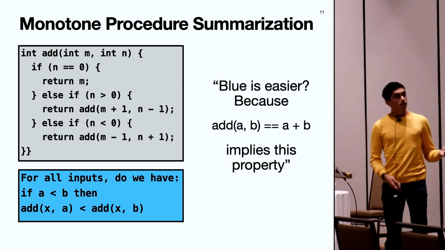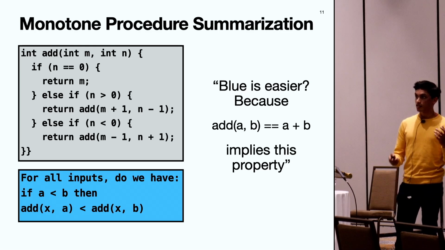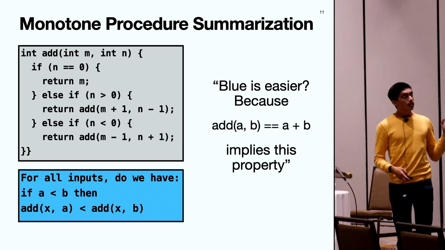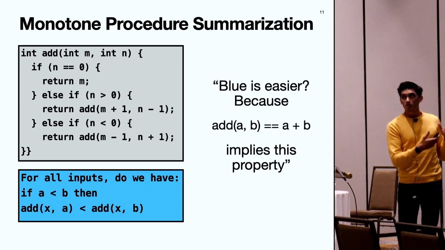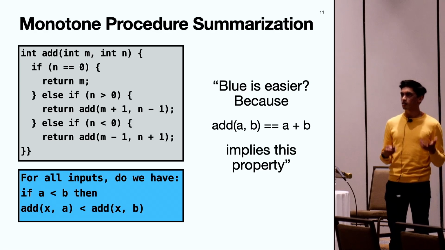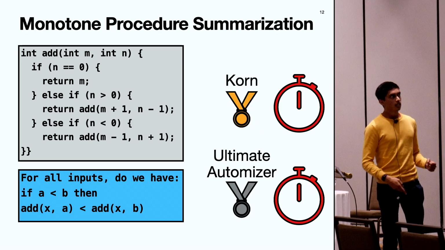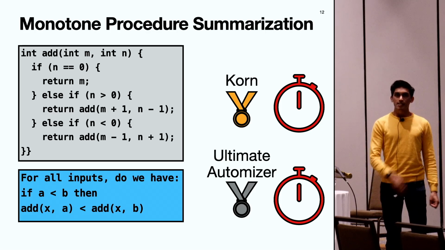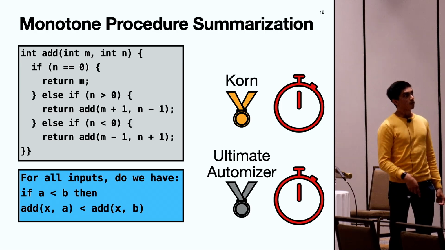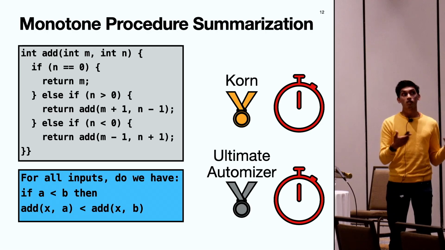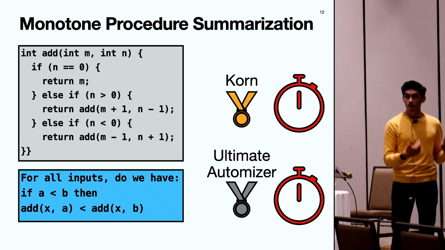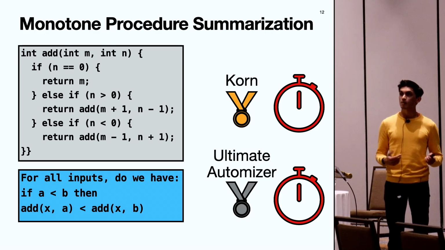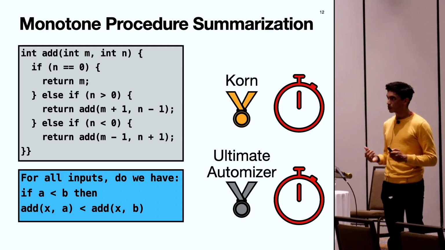One answer for that is that the blue one should be easier, because the red property implied the blue property. The red property is a stronger description of program semantics, and so it should be harder to prove for this program. Well, unfortunately, Korn and Ultimate Atomizer don't agree with this intuition. They succeed in proving the red specification for this program, but they fail to produce an answer when given this blue specification.